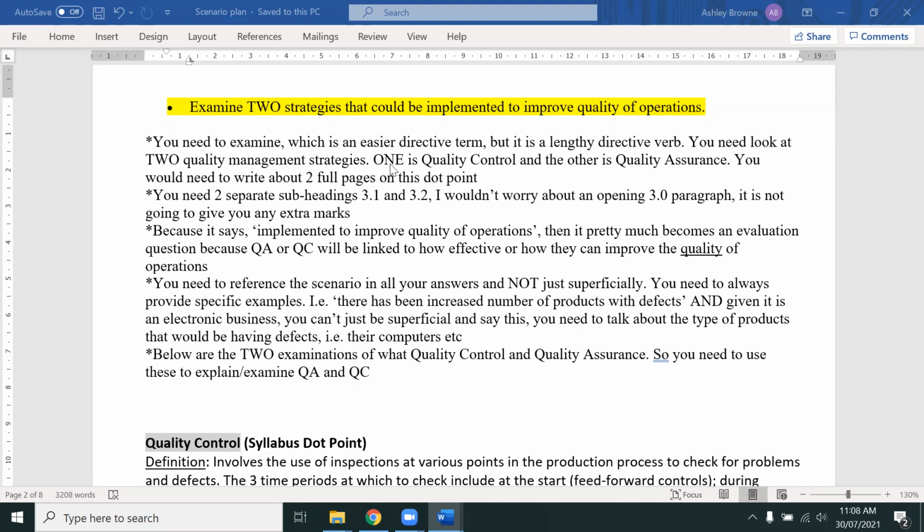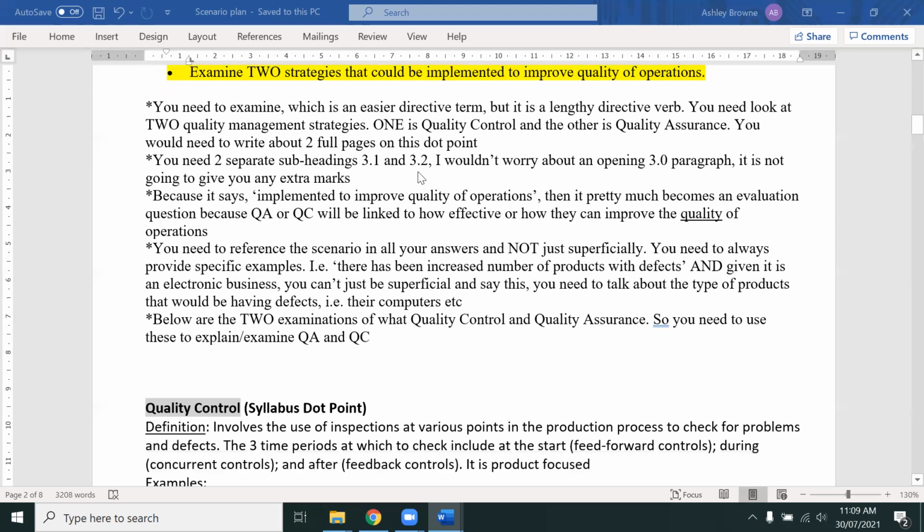Right now, the length: you need to write about 2 full pages on this dot point, based on a 5-6 page essay, which is what you need to be getting. I'd want 2 full pages on this. It's not the biggest question that's going to be asked, but it's close to it. The final one's a little bit more. Now, because it is a larger question, I'd want 2 separate subheadings, 3.1 and 3.2.